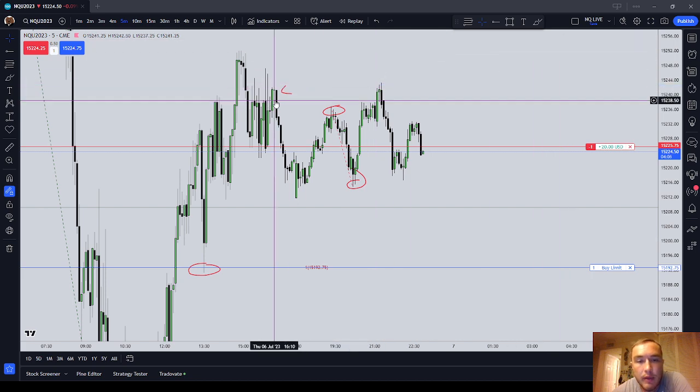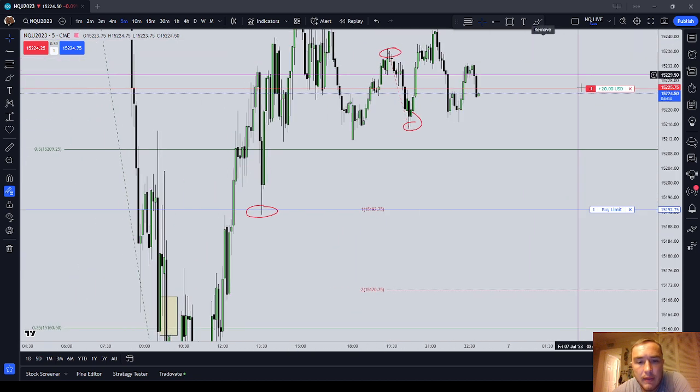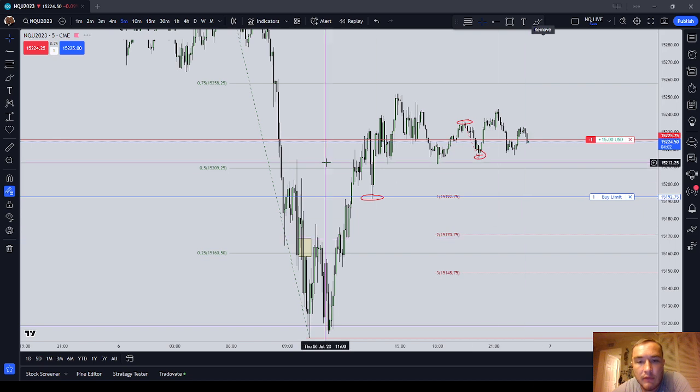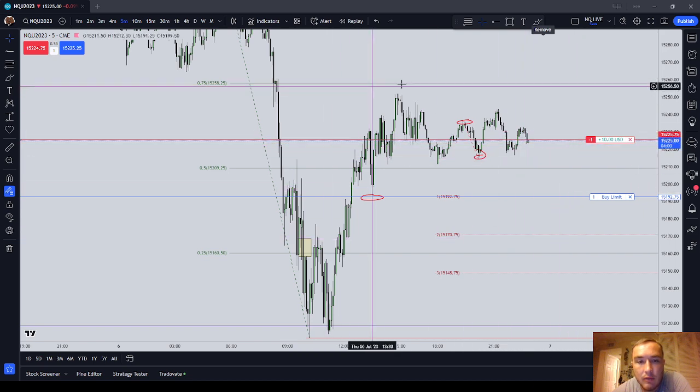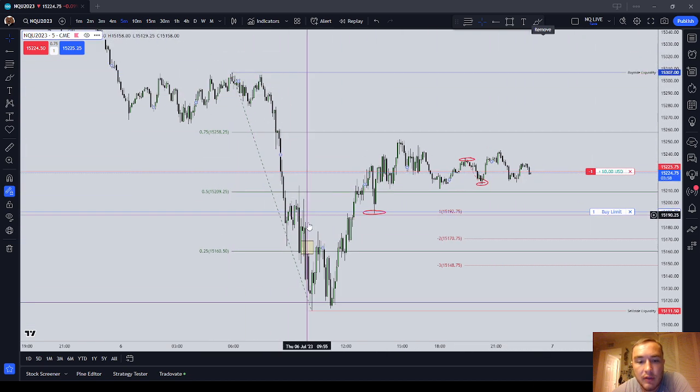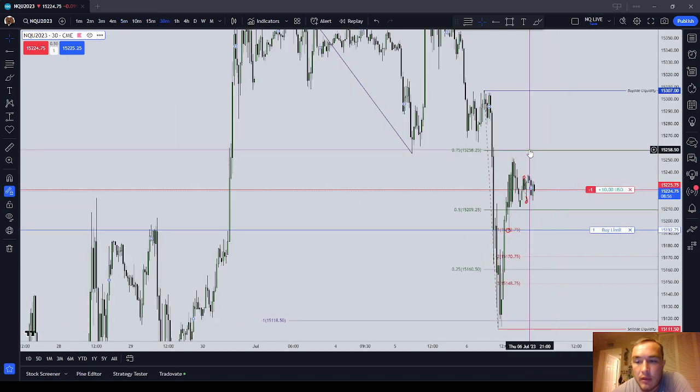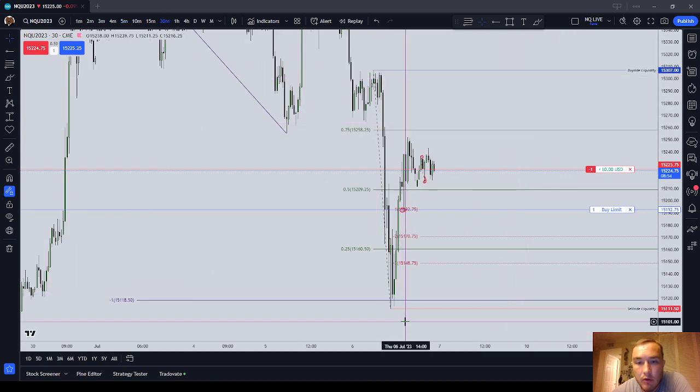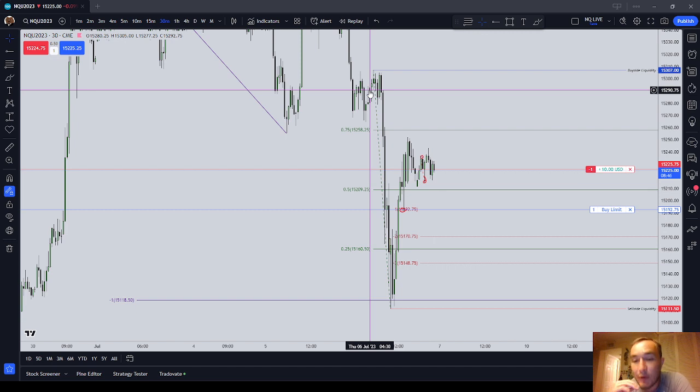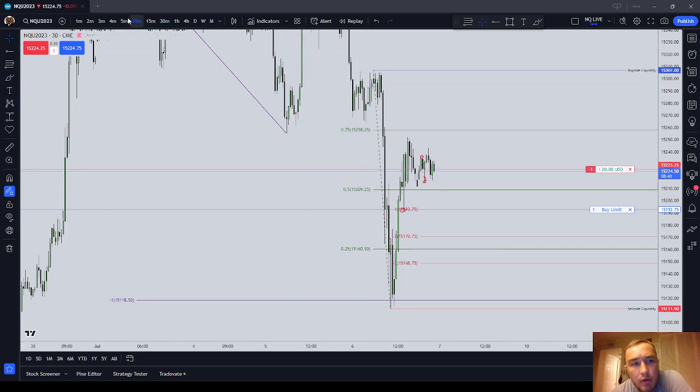It's a PD array, premium discount array. And then also, guys, you can see that price is currently trading in relation to this larger dealing range that we see on the 30-minute chart. We're currently trading in a premium, right around that optimal trade entry, 0.605. So I think price should be drawing lower.